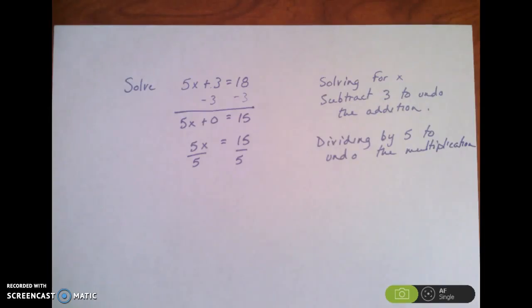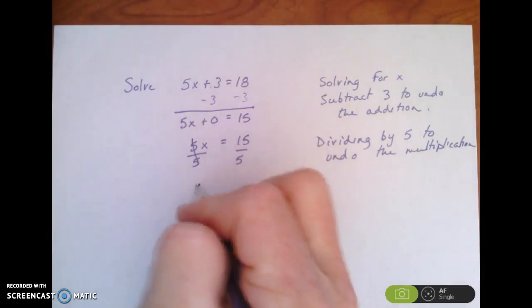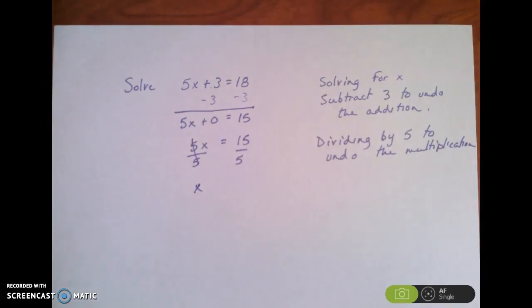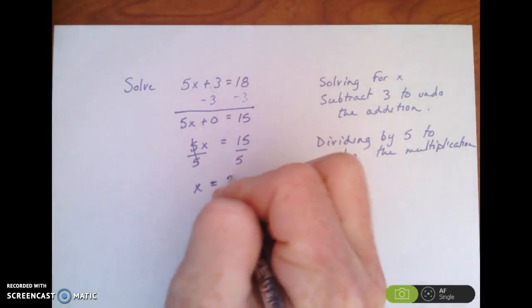When we divide by 5, the 5's cancel out, and we're just left with x on the left side of the equation. Bring down our equal sign, and 15 divided by 5 is 3.